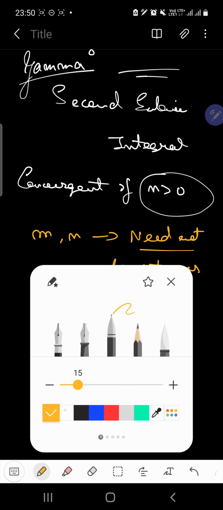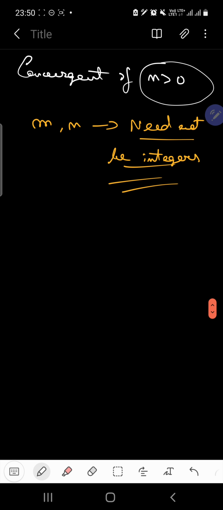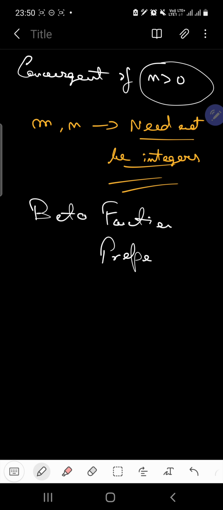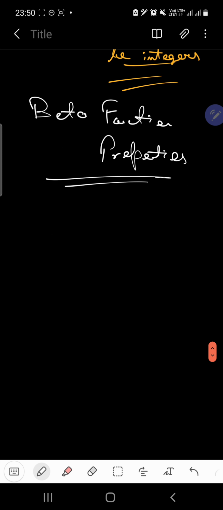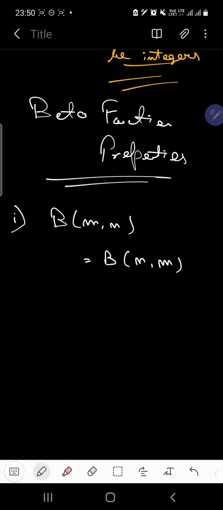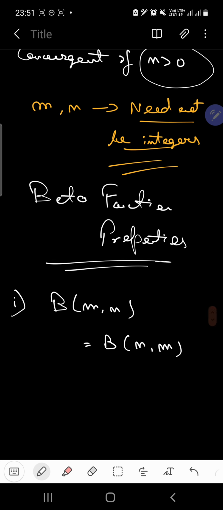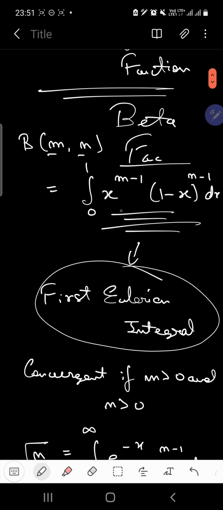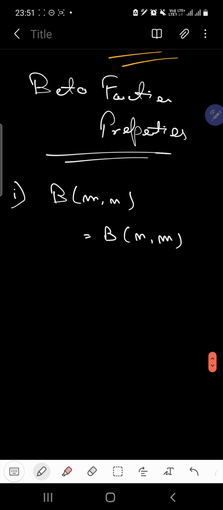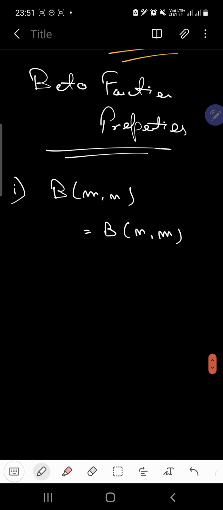Talking about the properties, there are mainly two important properties of the beta function. The first one is beta(m,n) equals beta(n,m). You can call it a sort of commutativity property. You can understand it by the substitution method itself: if you substitute 1 minus x with y, you will get beta(n,m). So this is easy.